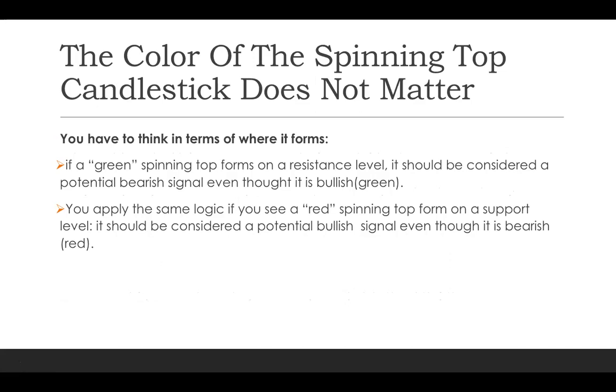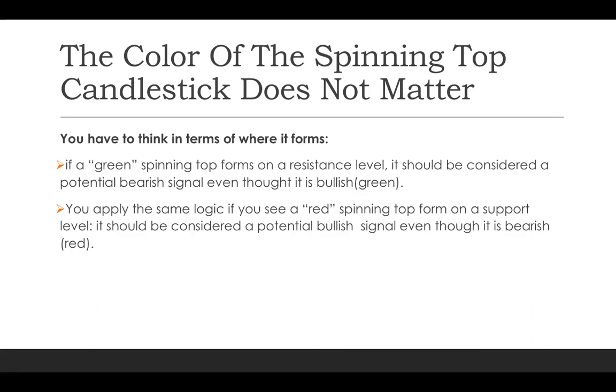Right. The color of the spinning top candlestick does not matter. What is important is where it forms. Remember, key to the formation and the indication of our spinning top is the support and resistance level. If a green spinning top forms on a resistance level, it should be considered a potential bearish signal, even though it is a bullish or green candle.